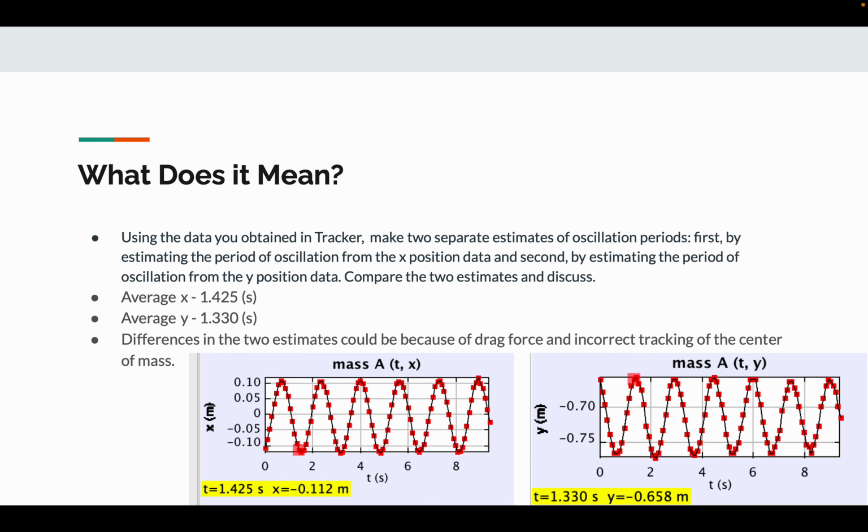Using the data attained in Tracker, make two separate estimates of oscillation periods. So for our X, we have 1.425, and for our Y, we have 1.33. And the difference in the two estimates could be because of drag force and incorrect tracking of the center of mass.